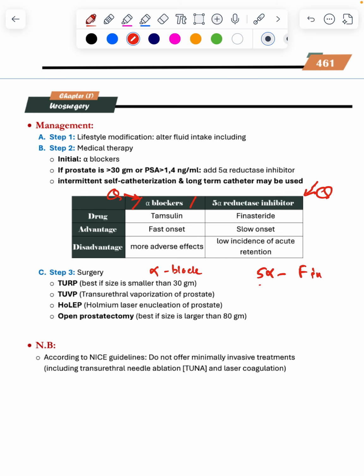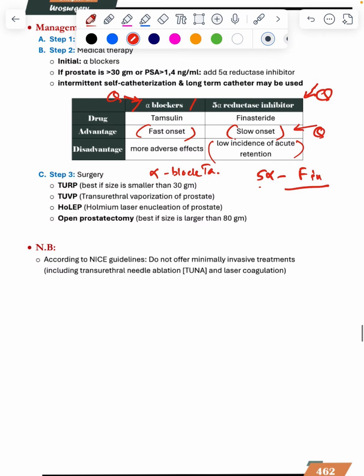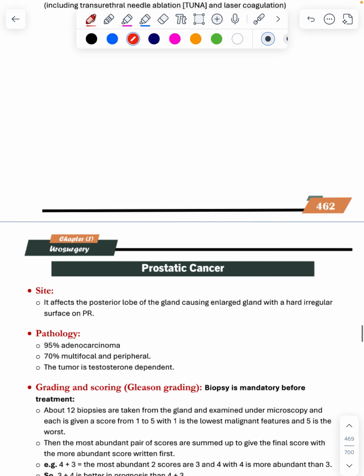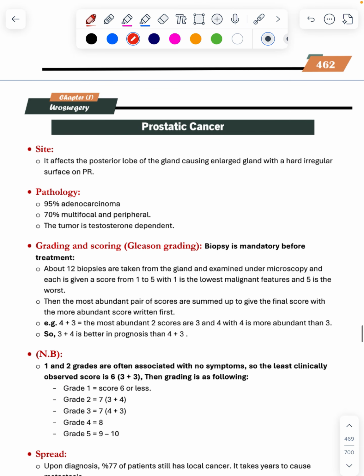So alpha blocker is different from 5 alpha reductase inhibitor. The alpha blocker is tamsulosin, and the 5 alpha reductase inhibitor is finasteride. Finasteride is slow in onset, tamsulosin is fast. This is another question. Incidence of acute retention is low with finasteride. So it is slow onset, therefore more adverse effects. TURP is done for prostate smaller than 30 grams. Then there is open prostatectomy, and minimally invasive treatment includes transurethral ablation.